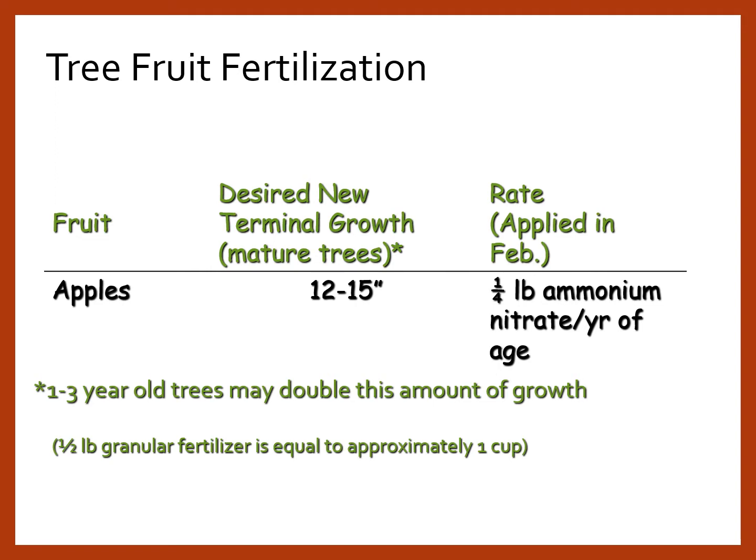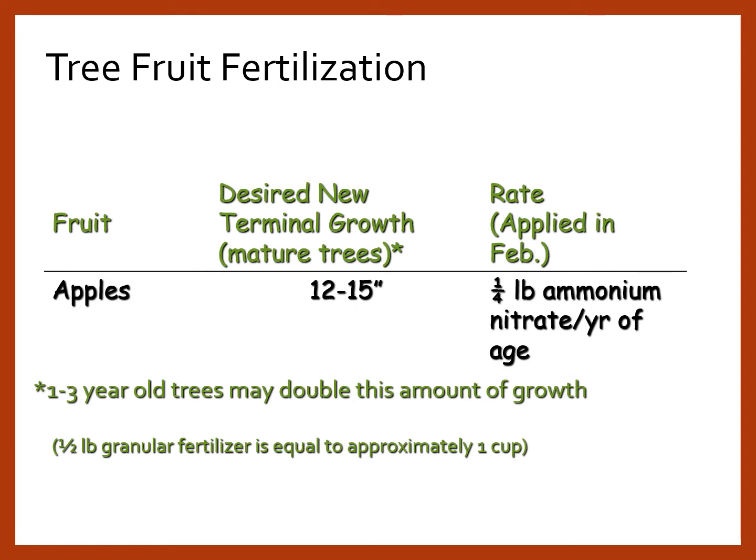Here's the amount of fertilizer to apply. We're shooting for about a foot to 15 inches of growth. So if you didn't quite get that last year, then you want to go ahead and apply a quarter pound of ammonium nitrate a year for a year of age. For 1 to 3 year old trees, you may double this amount if you want to get a little more growth out of that. That first year, I probably wouldn't apply a lot, but after that, you can start applying it. And about a half a pound of granular fertilizer is equal to about 1 cup. So that'll just give you an idea of how much you actually put.